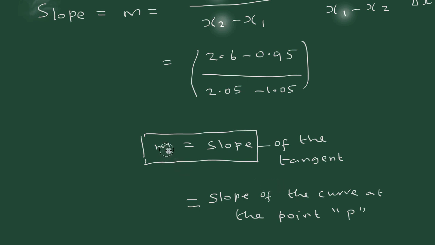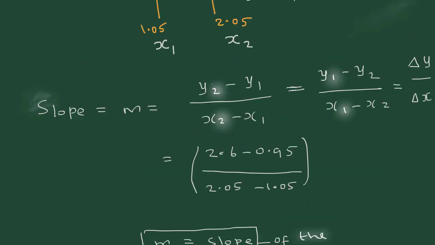Now remember this m is the slope of the tangent. You see this is a tangent line. The slope of the tangent line is also equal to the slope of the curve, but it is valid only at the point P. So this is important. If you find the slope of the tangent line, it is also equal to the slope of the curve at the point P. That means validity is only at the point P.